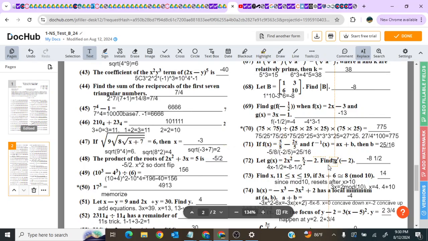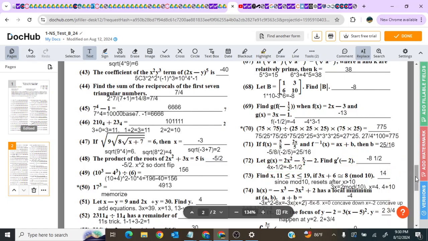g of x is equal to that. Find g prime of negative 2. We'll take the derivative using the power rule: 2 times 2x, 4x, minus 1 times 1 over 2, so minus 1/2. Then plug in negative 2, and you get negative 8 and 1/2.